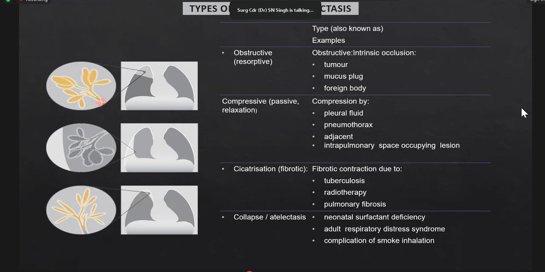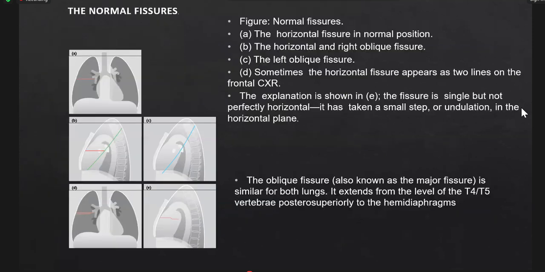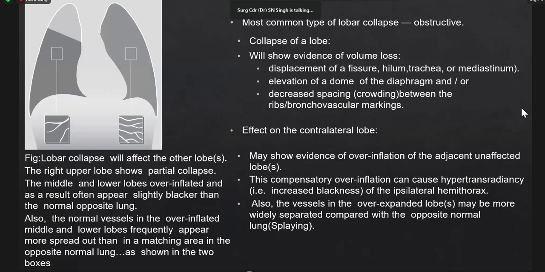Collapse and atelectasis are common in neonatal surfactant deficiency, premature babies of 32 weeks and less. Adult respiratory distress syndrome is another, and a complication of smoke inhalation. This slide, you can just take a picture and make a note of it. This is a very important slide from the exam point of view. The normal fissures you can study from Sutton. I think that is good enough.